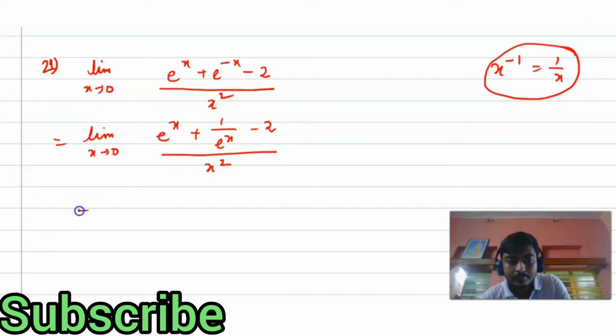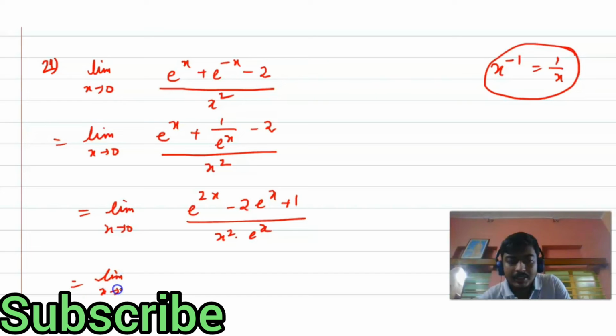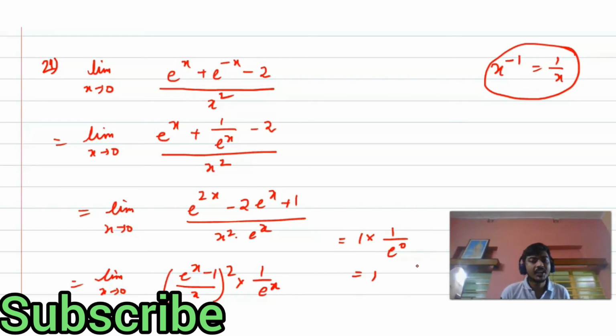So we get limit x tends to 0 of e to the power 2x minus 2 e to the power x plus 1, by x square into e to the power x. So we write it as limit x tends to 0 of e to the power x minus 1 whole square divided by x square, multiplied by 1 by e to the power x. So it is equal to 1 into 1 by e to the power 0. E to the power 0 is 1. So we get the value equal to 1.